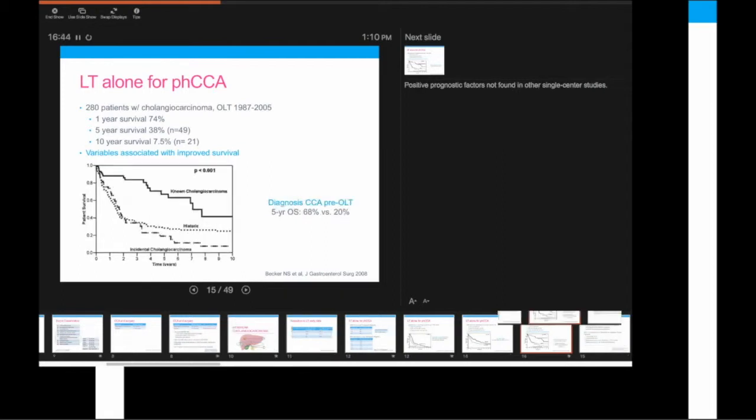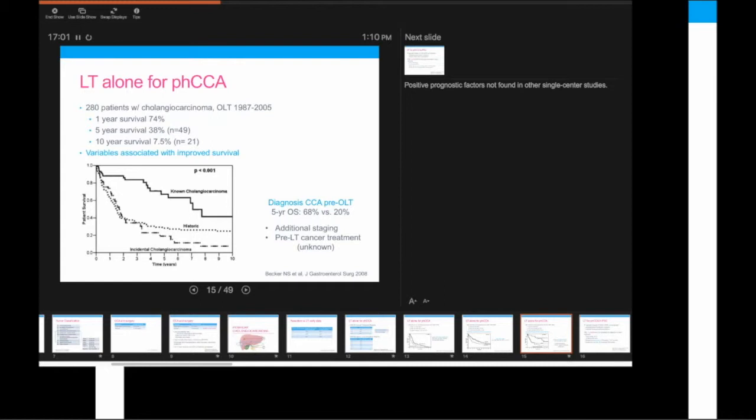They also found that the diagnosis of cholangio prior to transplantation was associated with improved survival, with a 5-year overall survival rate of 68% versus 20% in the patients whose cholangiocarcinoma was incidentally found on explant. This was thought to be due to additional staging. However, in this retrospective study, they were not able to determine whether or not these patients underwent pre-transplant cancer treatment, and if they did, what the modality was.